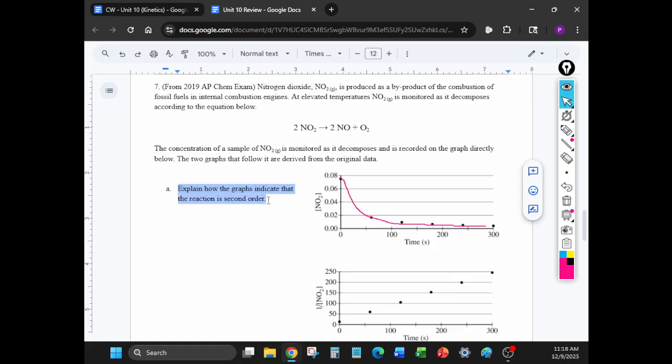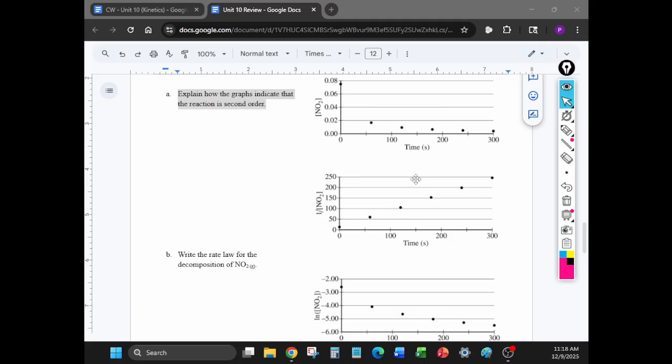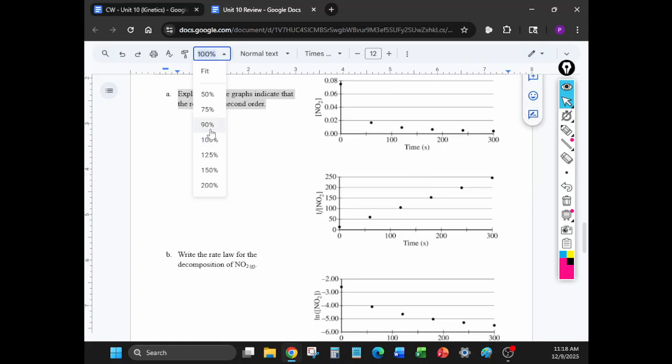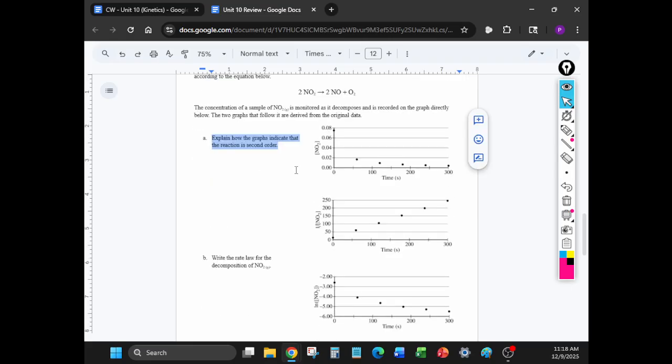Now, question part A is asking us, how does this indicate that the reaction is second order? And then it gives you these three graphs right here. Now, before we do that, I'm going to zoom out a little bit. Again, if you have it on your screen, it's probably a little bit easier to look at. But if you look at it, these are three different graphs. And if you look, the x-axis is the same. It's over time. But if you look at the y-axis, it has different values, right? This first one is concentration. This second one is 1 over the concentration. And this third one is the natural log of the concentration. So do you guys notice how the y-axes are different, right?